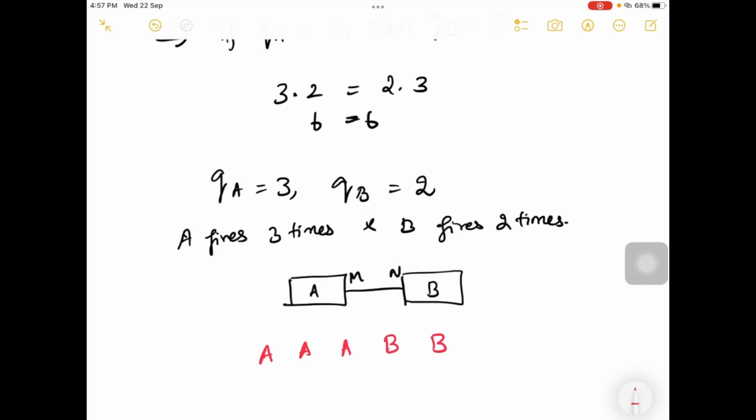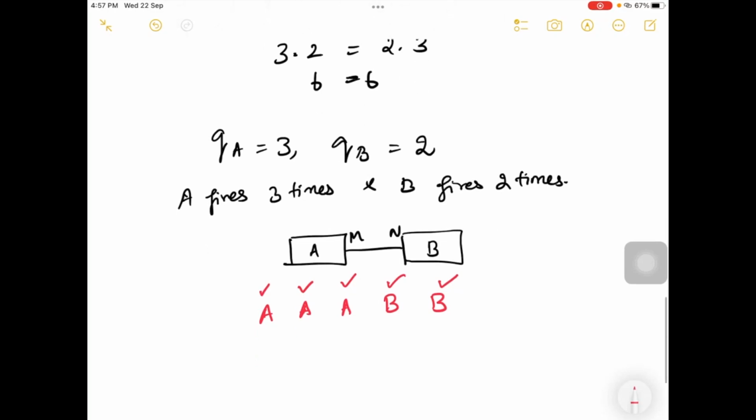So this firing can happen. First time A is firing, second time A fires, third time A fires. So the three times are over. Afterwards, B is firing. B firing means B is consuming what A is producing. In that case, B is firing twice.